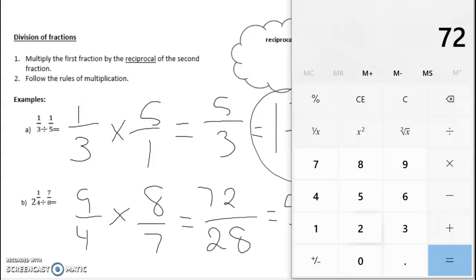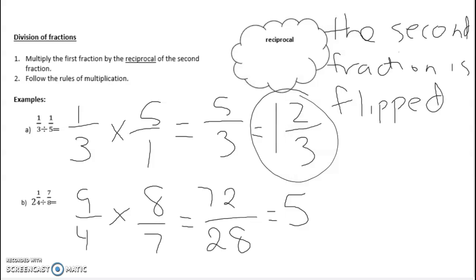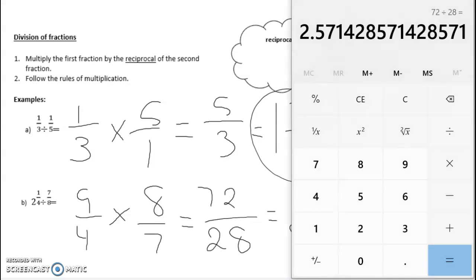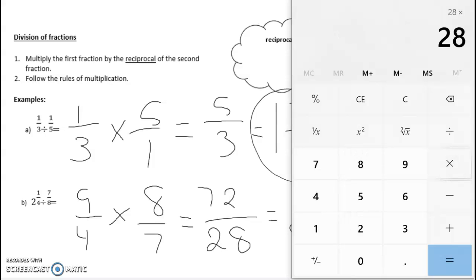So 72 divided by 28 is 2. Okay, I don't know why I had a 5 there. I typed in the wrong number by accident. Okay, so we know it goes in 2 full times, and then we need to figure out what's left over. So then 28 times 2 gives us 56, and we need to get to 72. So we can do 72 minus 56, and we are left with 16.